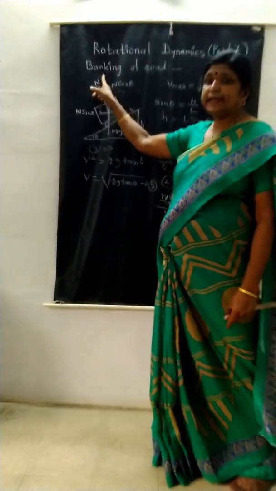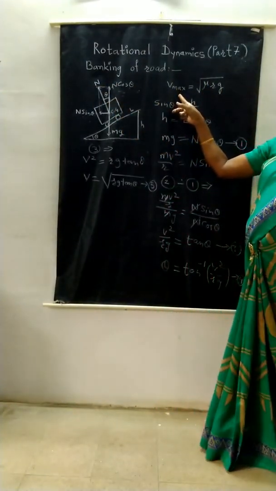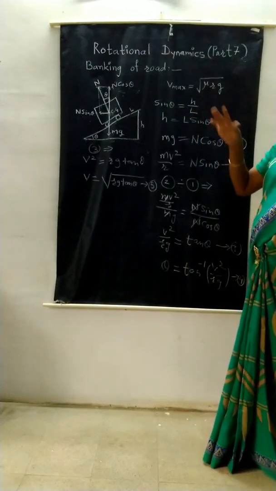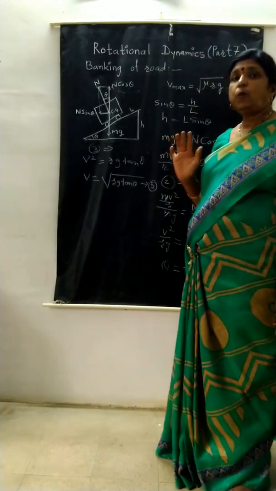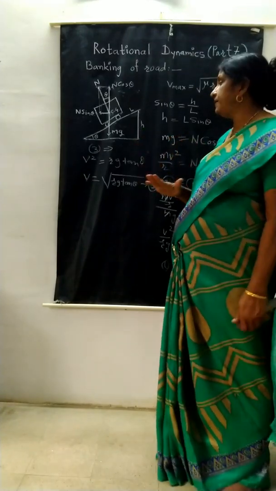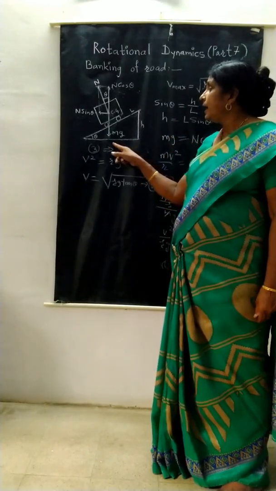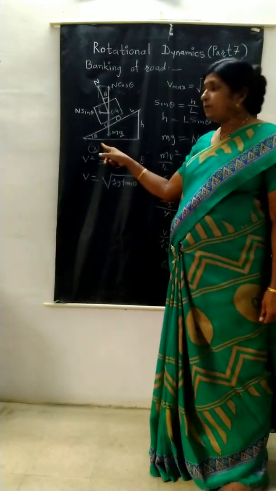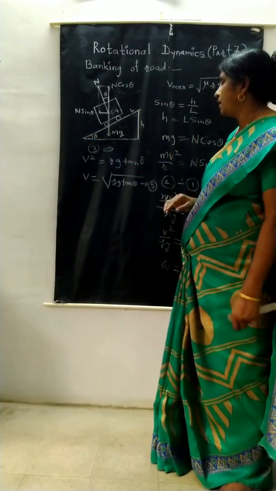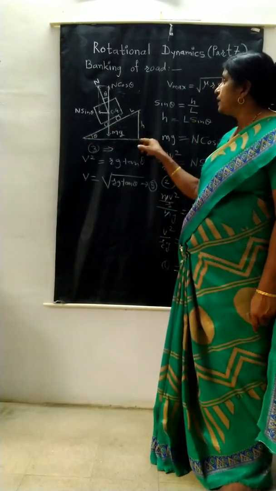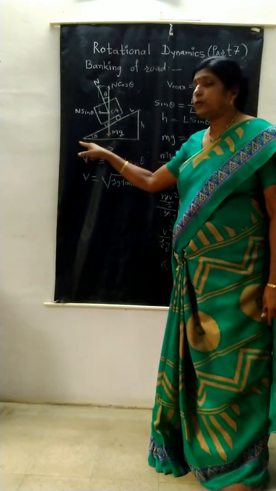What is this banking? The previous formula was for a horizontal curved road. The road is curved, but the surface is horizontal. Now, we are considering a road such that it is tilted. Its outer edge is raised with respect to the inner edge.